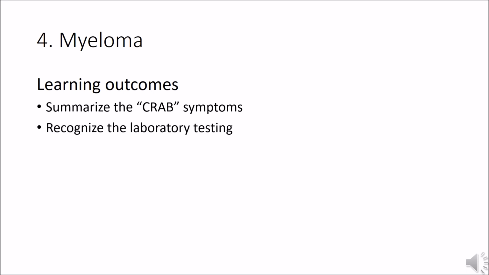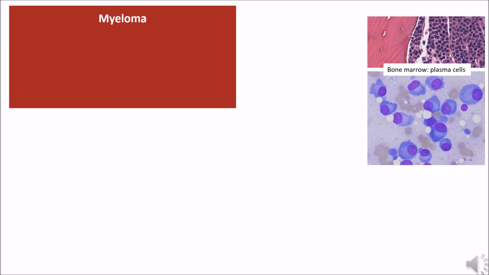By the end of this section, you will be able to summarize the CRAB symptoms and recognize the laboratory testing important in plasma cell myeloma. Multiple myeloma is a common neoplastic proliferation of plasma cells. Remember, plasma cells are responsible for making and secreting antibodies, also known as immunoglobulins, and these clonal plasma cells overproduce the same homogeneous immunoglobulin protein.